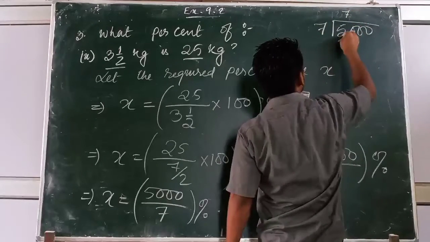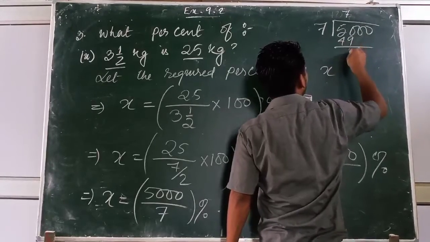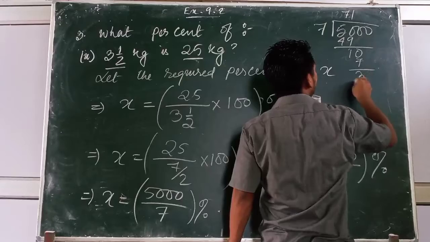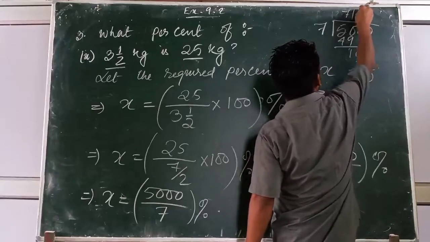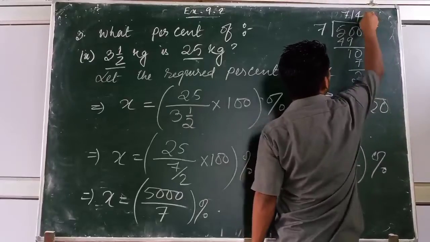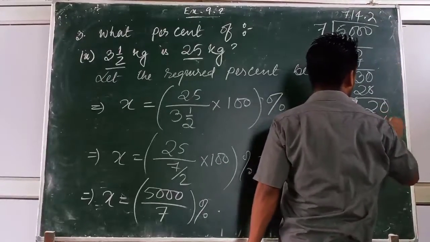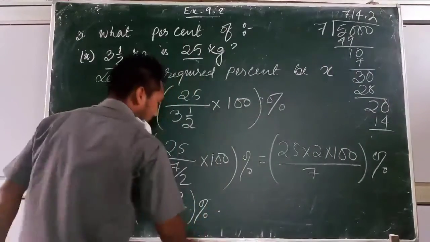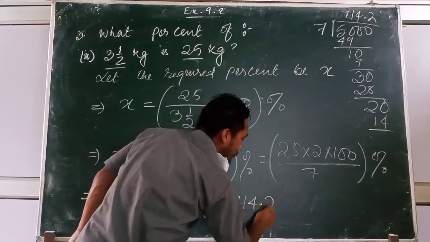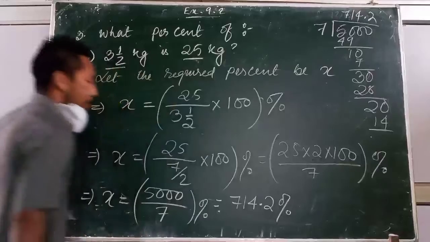7 sevens are 49. 7 ones are 7. Again, this becomes 30. 7 fours are 28. 7 twos are 14. So this is something like this. So your answer will come nearly 714.2%. So this is your percentage.